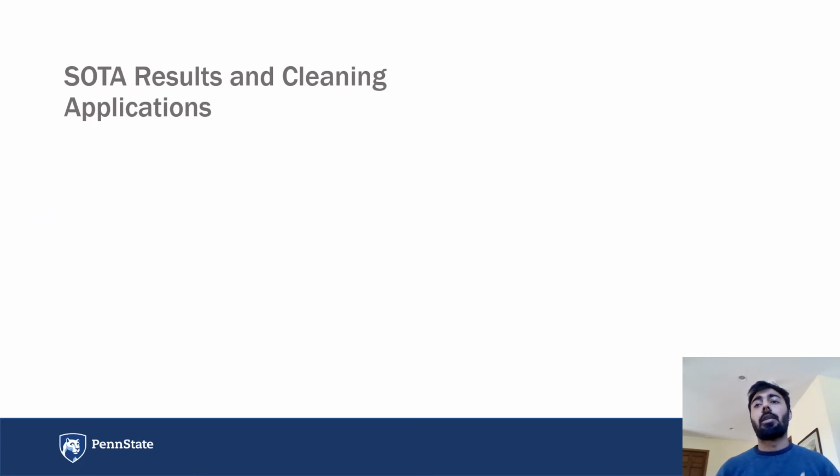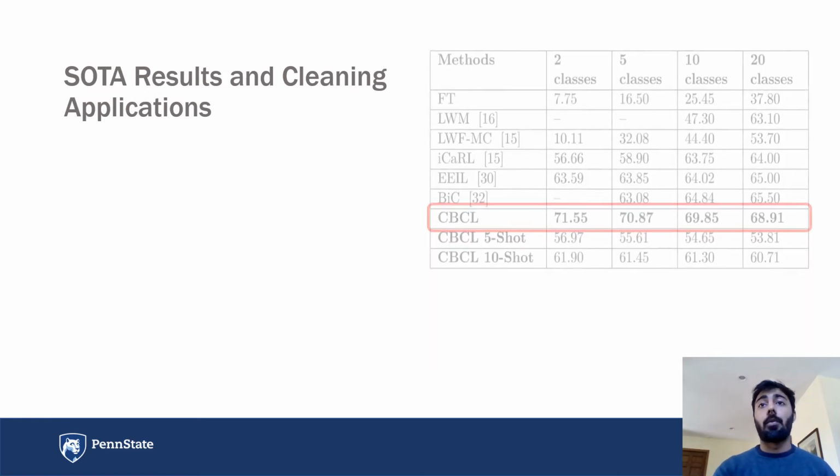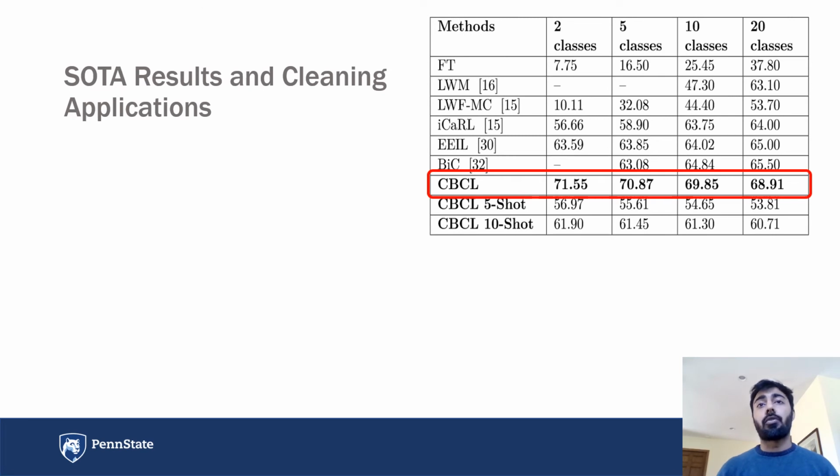Now, to evaluate our approach, we tested it on a benchmark dataset against state-of-the-art approaches for recognizing objects after learning them continually. Our approach, CBCL, outperformed state-of-the-art approaches by significant margins in terms of classification accuracy for recognizing different objects. We then applied our model to real-world assistive robotics applications on different robots.